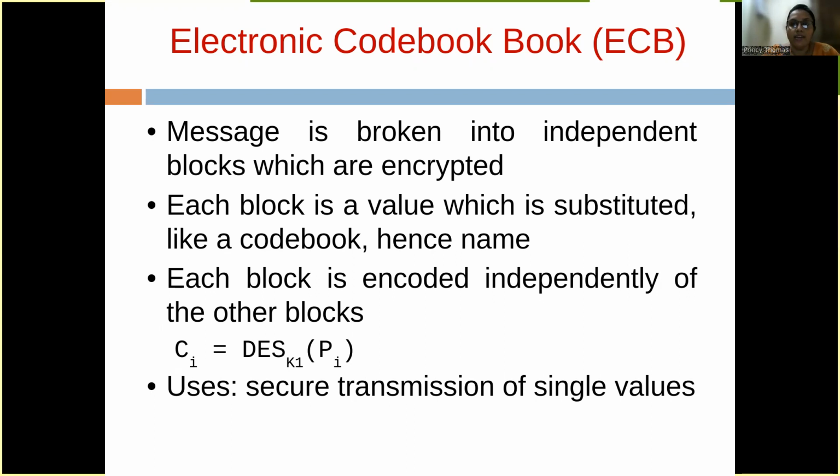That is why it is called an electronic code book. So you can see over here, one particular key K1 is used, and DES is directly applied on plain text. So it is a symmetric key. So when you're decrypting also, you will use K1 on CI and you will get PI.